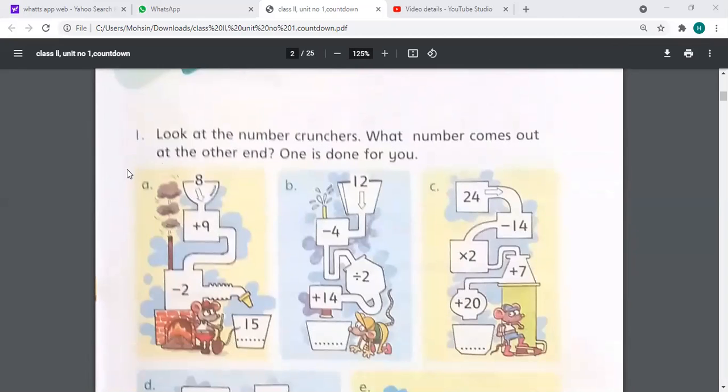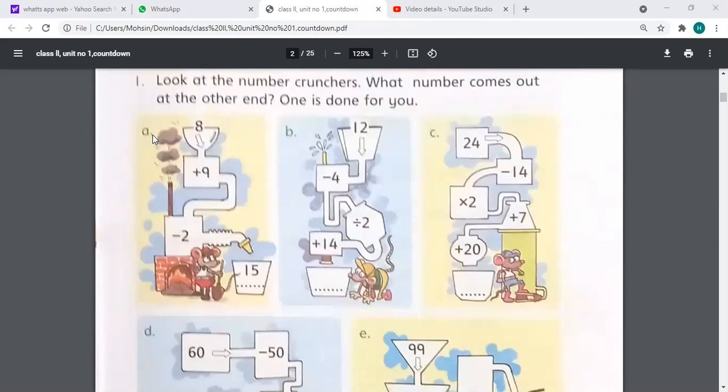Now, what number comes out at the other end? One is done for you. You can see in part A, they are doing what? If they add 8, first they do 8 plus 9, then they minus 2 and we get the answer 15. So 8 plus 9, how much do we get? 8 plus 9 makes 17. We get the answer 17.